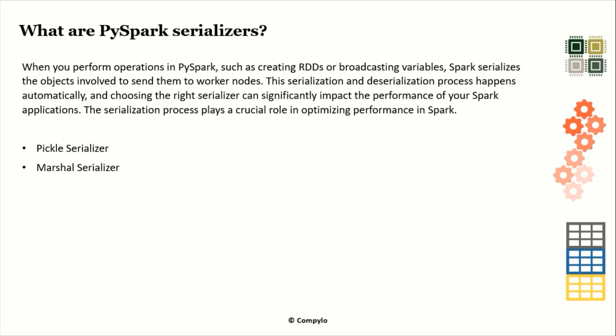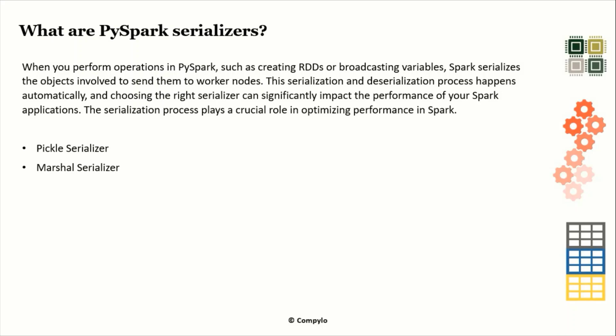Next question is, what are PySpark serializers? When we perform operations in PySpark, such as creating RDDs or broadcasting variables, Spark serializes the objects involved to send them to worker nodes. This serialization and deserialization process happens automatically, and choosing the right serializer can significantly impact the performance of our Spark applications. The serialization process plays a crucial role in optimizing performance in Spark.